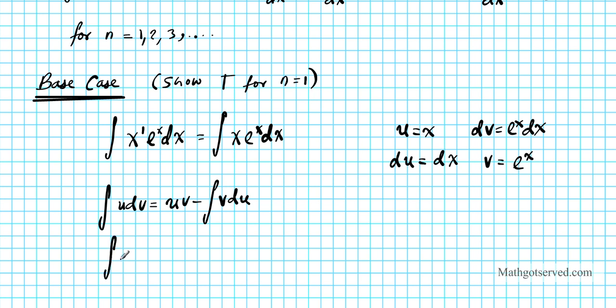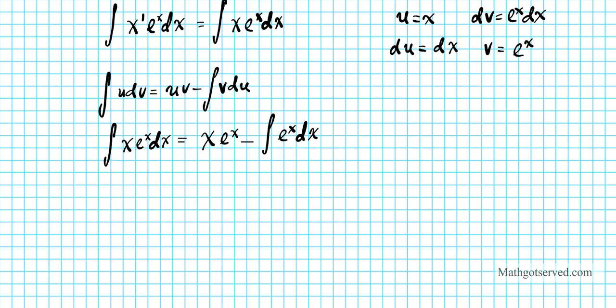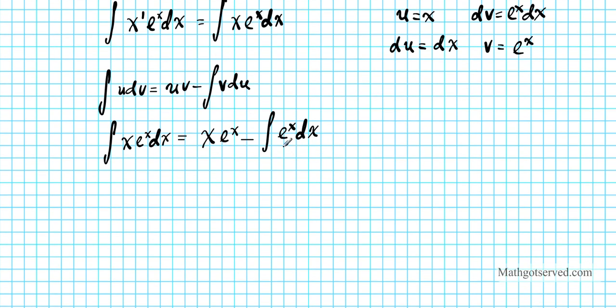So the antiderivative of x e to the x dx, which is u dv, equals uv, which is x times e to the x, minus the integral of v du. The integral of v is simply e to the x, and du is dx. Okay? Alright, so this is a pretty easy integral to evaluate because e to the x is its own integral, so this is simply going to become x times e to the x minus e to the x.